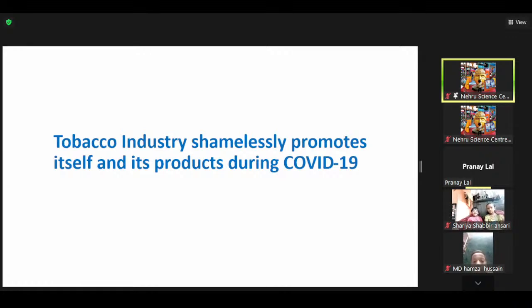Now, just to highlight how shameless the tobacco industry is, even during COVID, when the world was saying, please don't spit, do not smoke, it will make you more prone to COVID, these guys continued to run their factories and promote the sale of tobacco illegally. And I'll give you some examples.